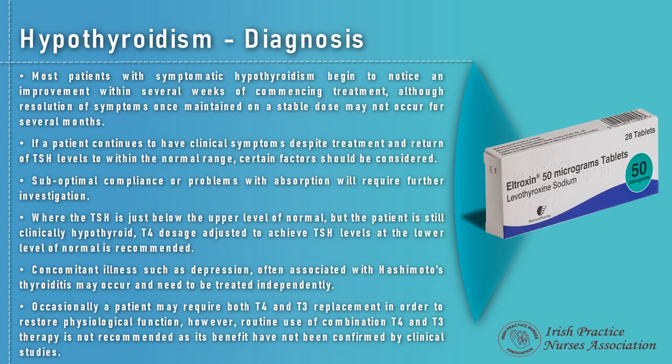Where the TSH is just below the upper level of normal, but the patient is still clinically hypothyroid, T4 dosage adjusted to achieve TSH levels at the lower level of normal is recommended. Concomitant illnesses such as depression, often associated with Hashimoto's thyroiditis, may occur and need to be treated independently. Occasionally, a patient may require both T4 and T3 replacement in order to restore physiological functioning. However, routine use of a combination T4 and T3 therapy is not recommended as its benefits have not been confirmed by clinical studies.